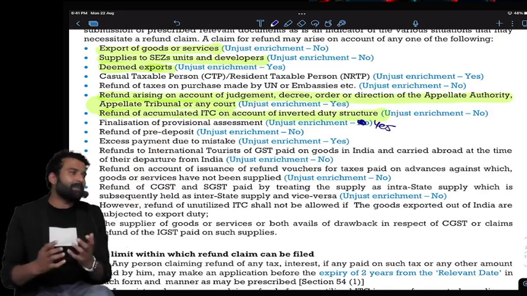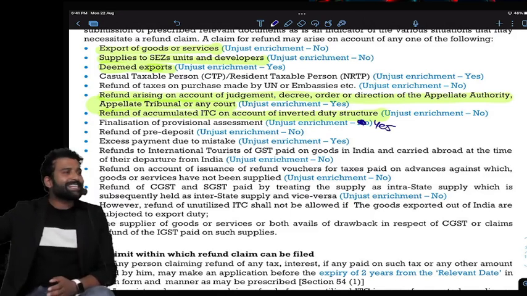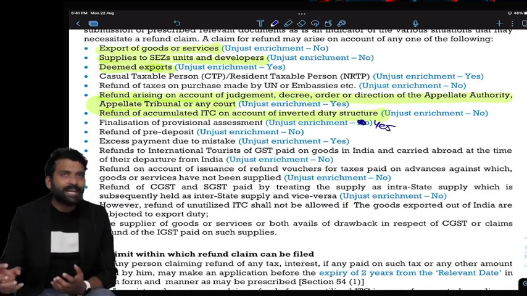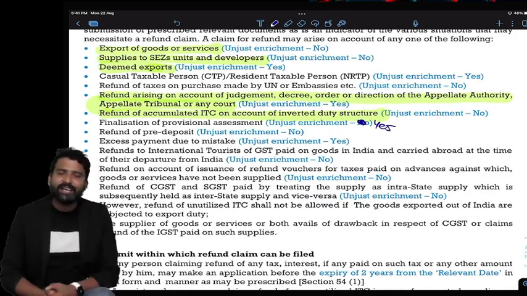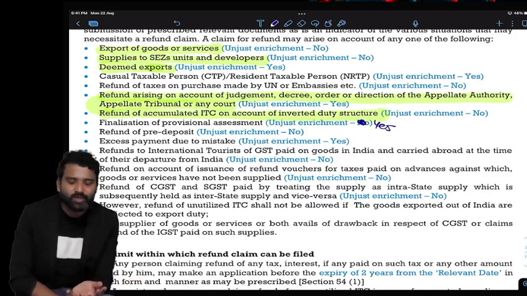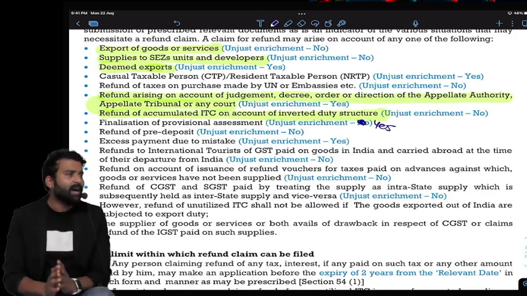For example, I am an international tourist going from New Delhi. There will be a GST refund counter at New Delhi airport. There I can show my goods and my invoices, and they will refund me the IGST. And of course, in this case, I don't have to prove the unjust enrichment because I am not selling the goods to a customer. I am bringing the goods abroad. So there is no requirement to prove unjust enrichment.